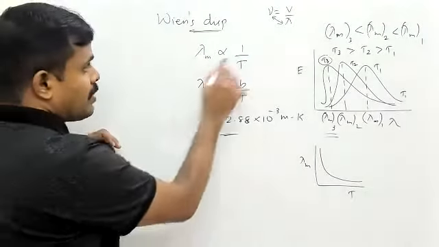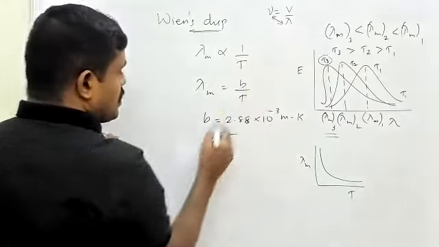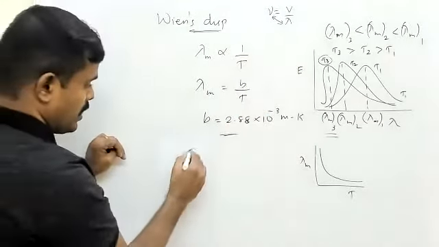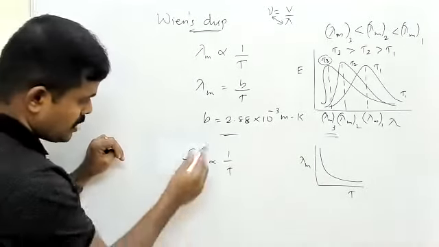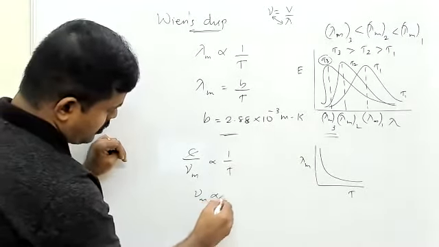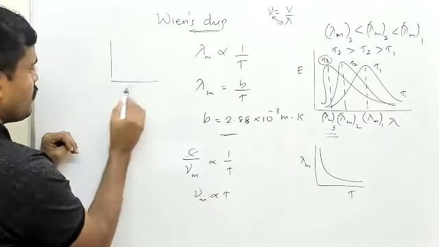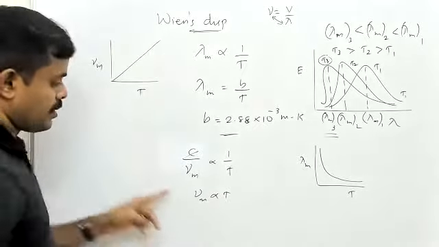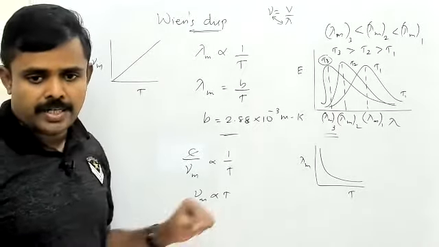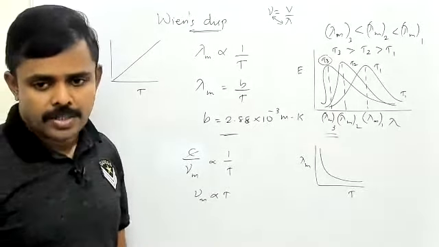So I can write lambda m will be what? I can write it as c by nu m is proportional to 1 by T. c is constant, right? So nu m is proportional to T. So if you draw the graph of nu m against T, as in the previous question, the graph will be a straight line because this is direct proportionality. Did you understand these points?